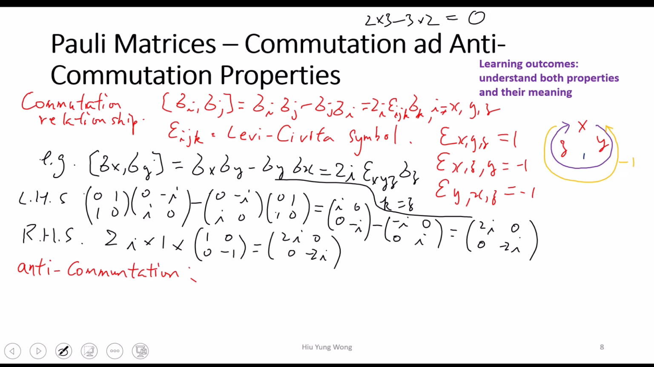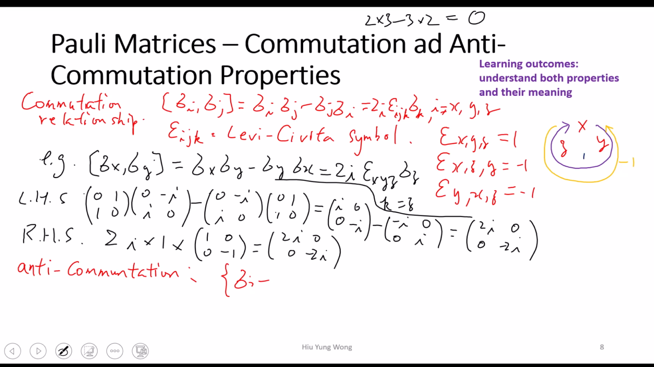So for anti-commutation, we use the curly brace. I don't know why I put it wrong in the cheat sheet. That's interesting. My cheat sheet has one more example, but I'm not going to go over it.